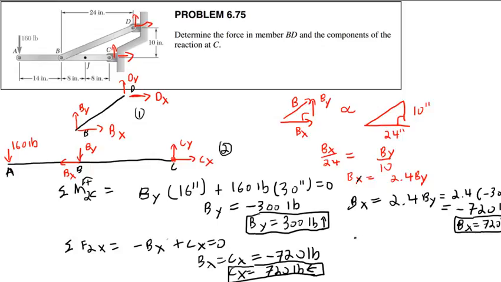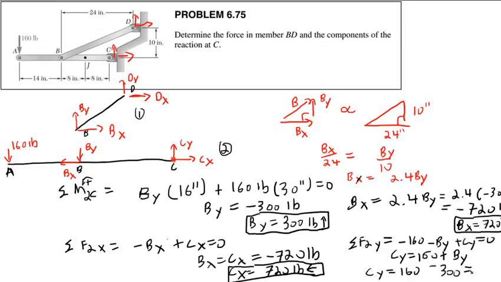And then finally, sum of forces on object 2 in the y direction, we're going to have negative 160 minus by plus cy equals 0. Cy will equal 160 plus by. Cy equals 160 minus 300 equals negative 140. On the drawing it's shown up, so if it's negative that means it's actually down. Cy equals 140 pounds downward. Like so, yes.